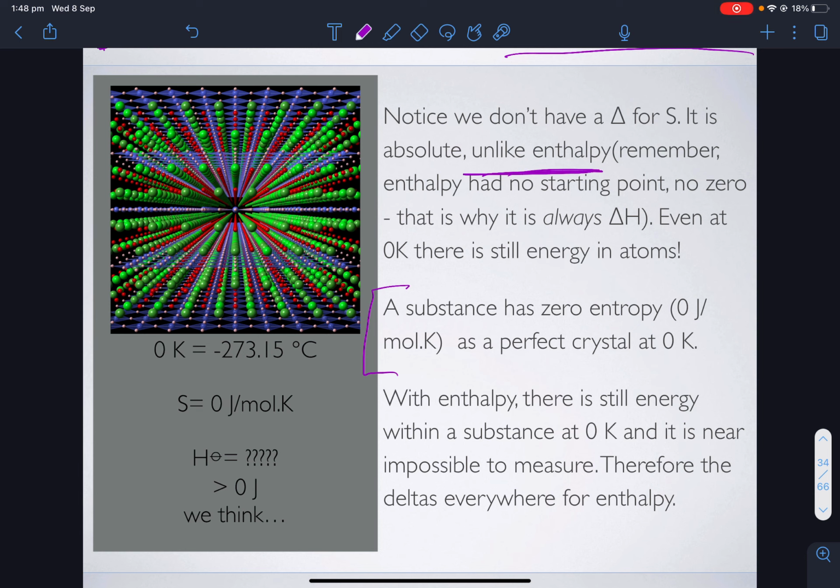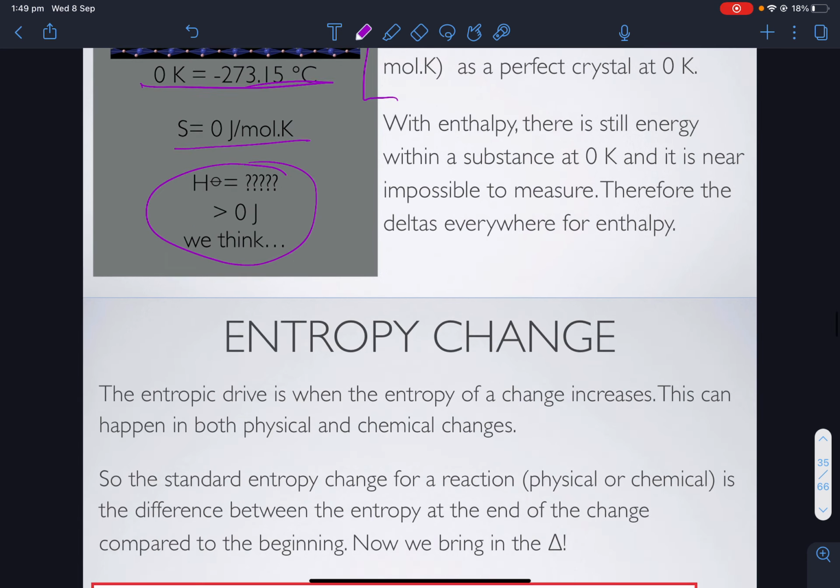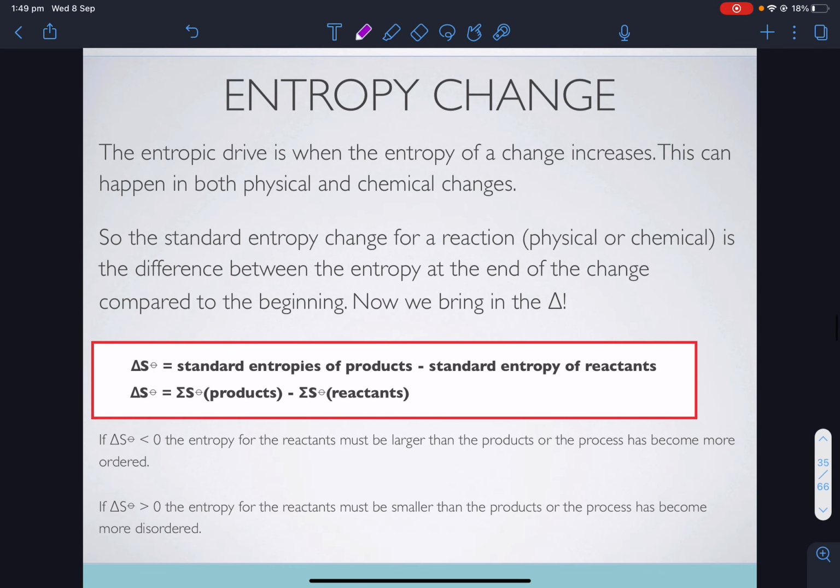But here, with entropy, we're only talking about a change, or delta S, when we're talking about a chemical reaction happening. So on the left here, I've got my lovely diagram of some repeating structure at 0 K, and the entropy must be 0 as well. Our enthalpy, though, we don't know. It's greater than 0. It's something, we think, okay? But it's impossible to measure and guess at, okay? So entropy change. Remember, the entropic drive is when the entropy change increases, so it's greater than 0.